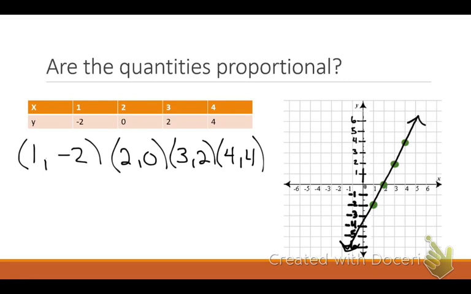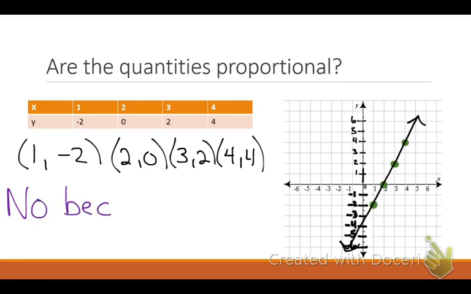And here's what we're trying to find. On your paper, back over to where you've written down the ordered pairs in the table, we're going to answer the question, are the quantities proportional? And our main criteria to say yes or no is, does the line pass through the origin? Does it pass through 0, 0? No. So I would say that they are not proportional.